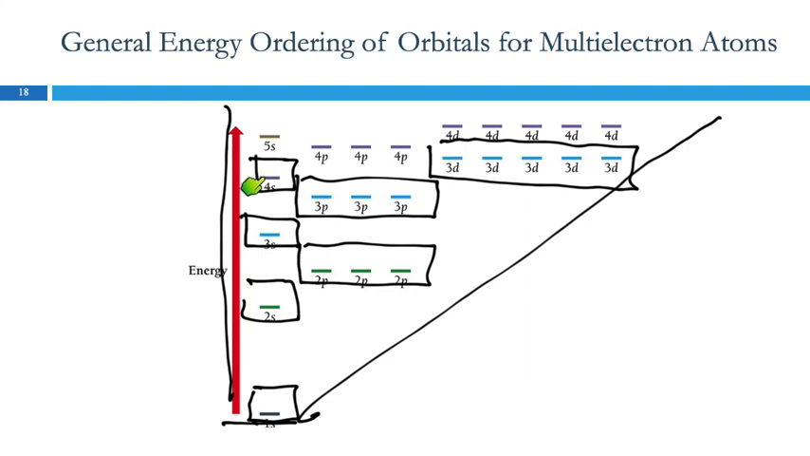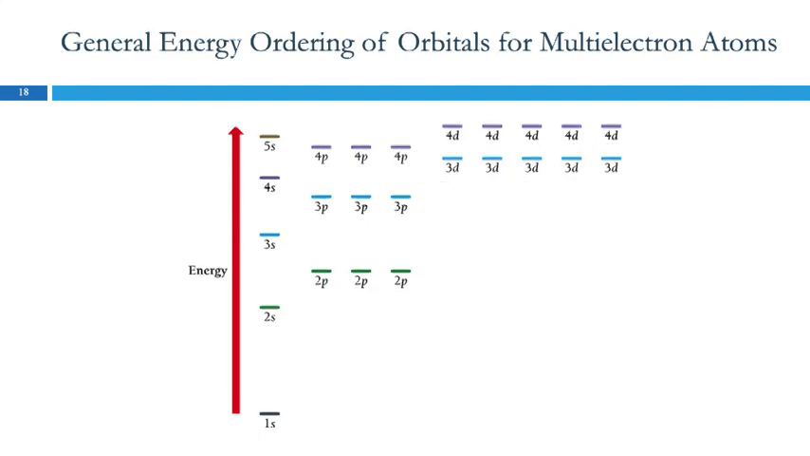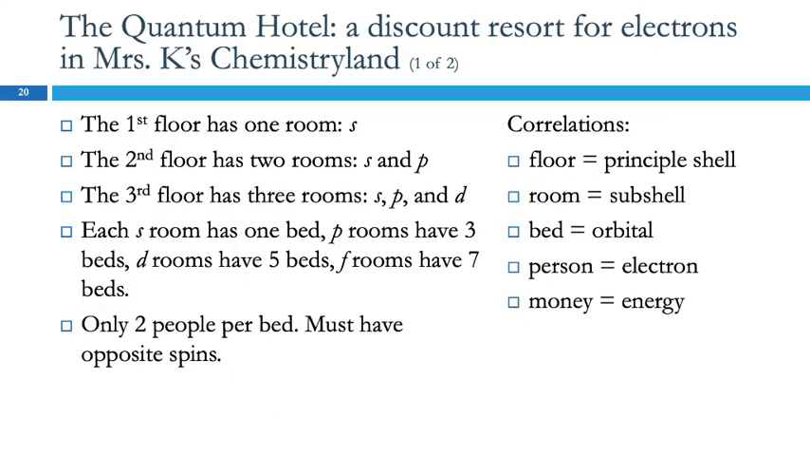Each of the S rooms has just a single bed in it. Each of the P rooms has 3 beds, a little odd. The D rooms have 5 beds. Now things are getting strange. And the F rooms have 7 beds. Weird, right? It's electrons. Everything has to be weird. Okay? So that's what we're saying here.